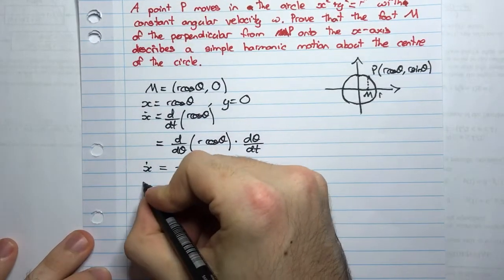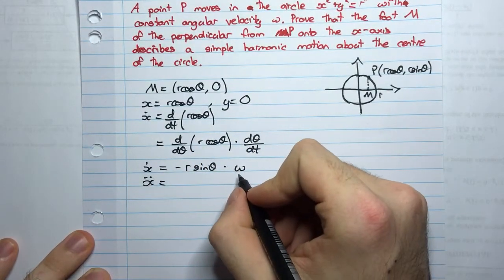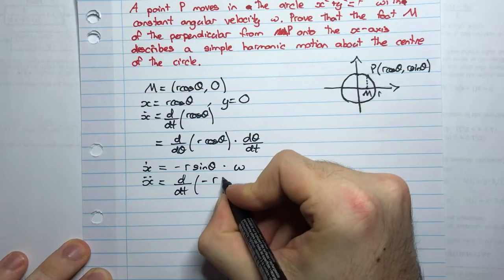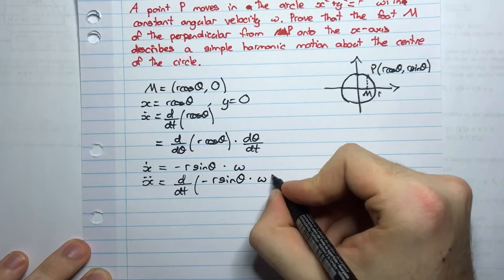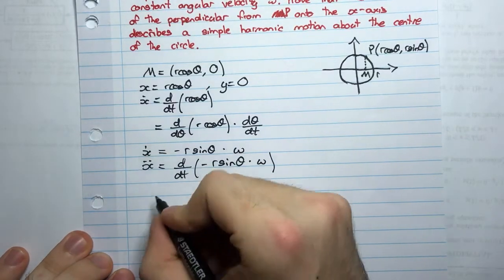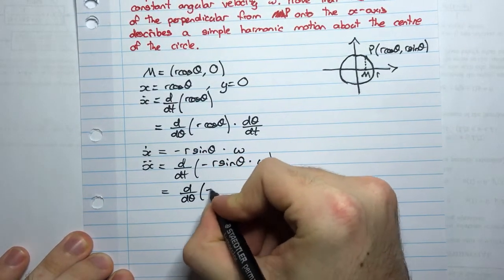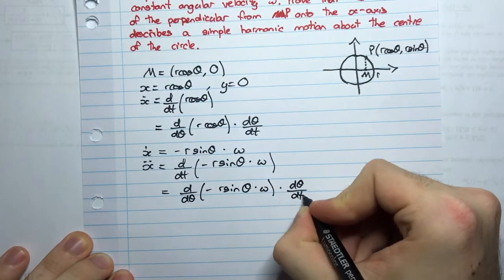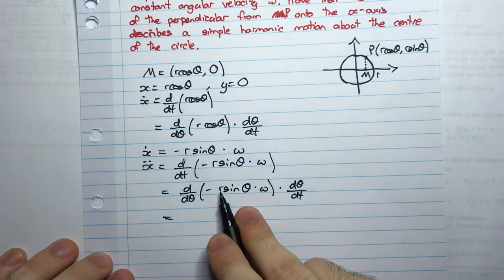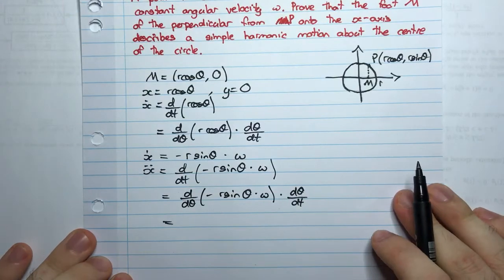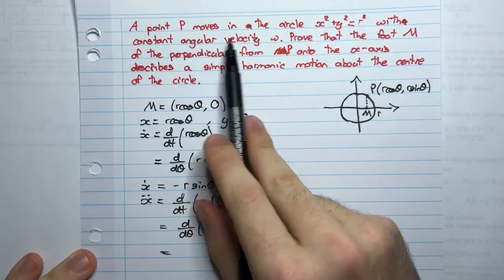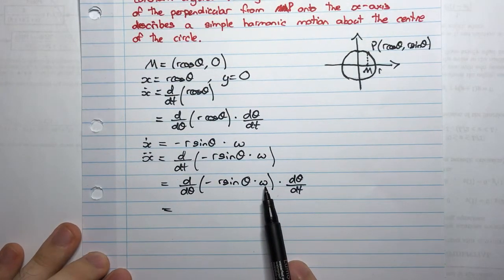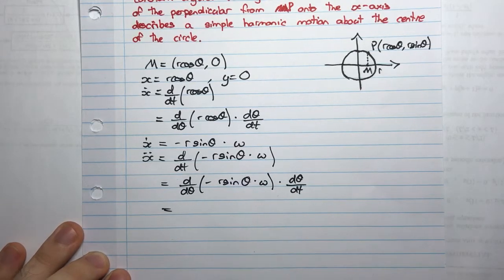Now, what about x double dot? X double dot would be differentiating x dot with respect to time, so I'm differentiating this entire thing with respect to time. So d dt of minus r sine theta multiplied by omega. Again, this is going to be d d theta of minus r sine theta omega times d theta on dt. Now, we already said that r is constant, obviously because it's the radius of the circle, but we're also told that it has a constant angular velocity omega. So that means that omega is not changing with either theta or time. That means it's constant, so I can take it out of this differential operator here.